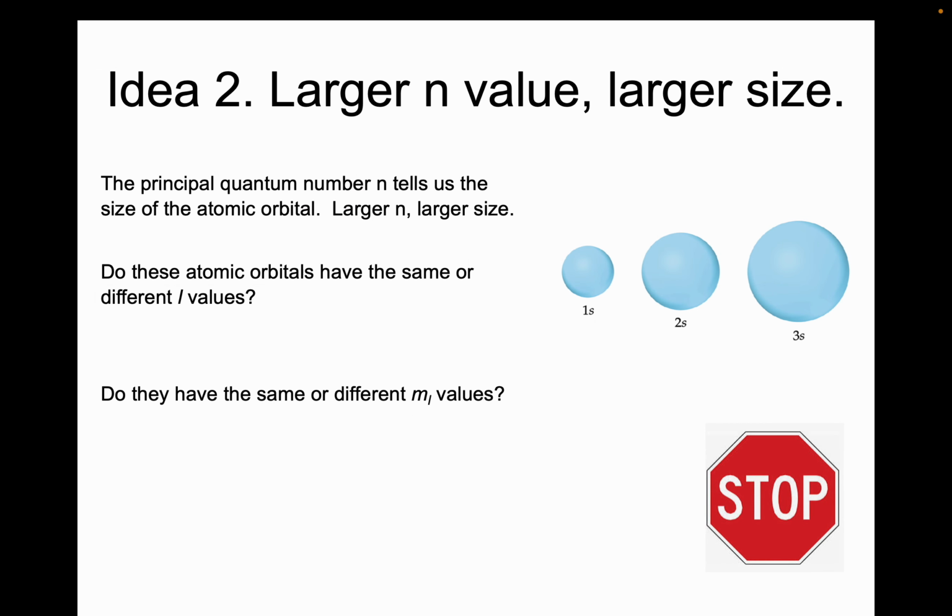The second idea, larger n value corresponds to a larger size. We really see that illustrated here when we think about a 1s, a 2s, and a 3s. All of these are spherical, but notice as the principal quantum number gets bigger, the atomic orbital gets larger. So take a second, share some answers here. Would you say that these different atomic orbitals have the same or different L values? Do they have the same or different m sub L values?